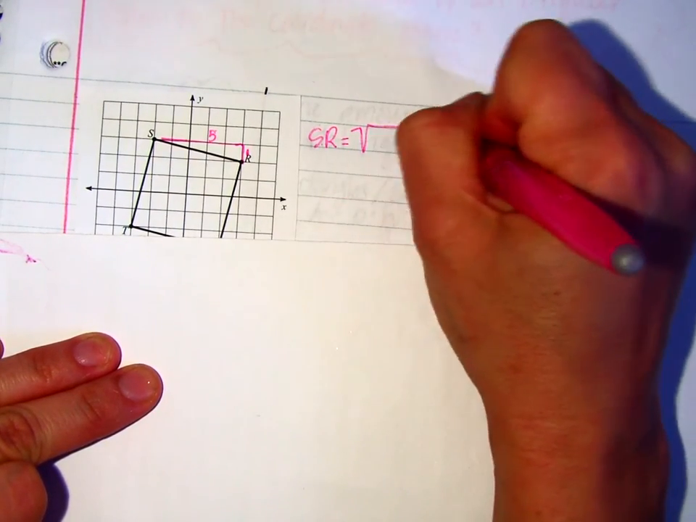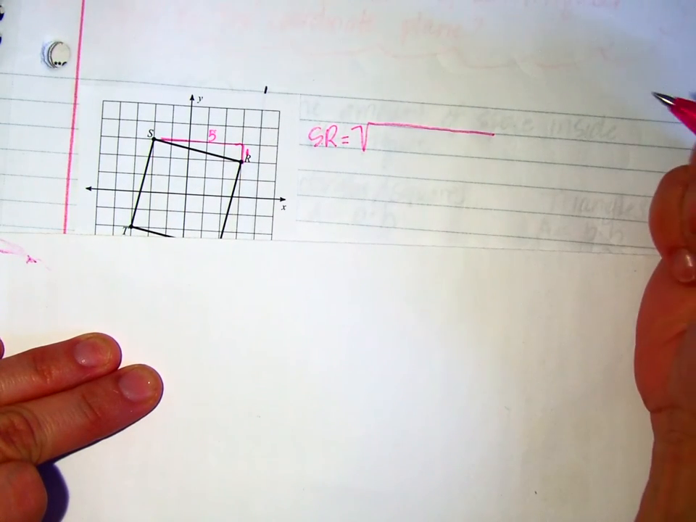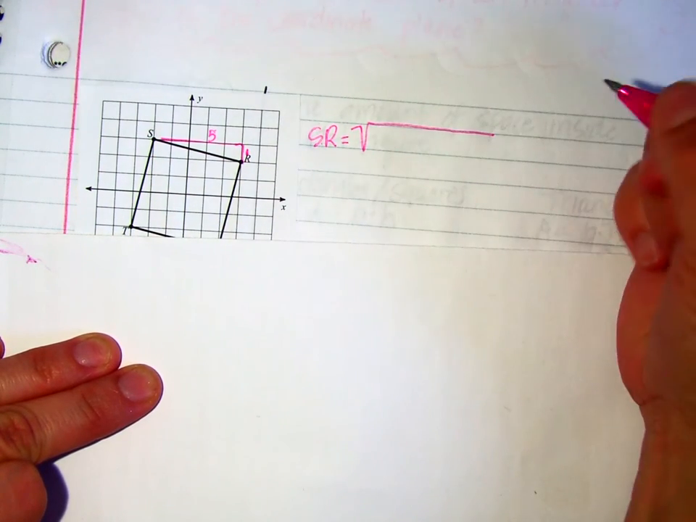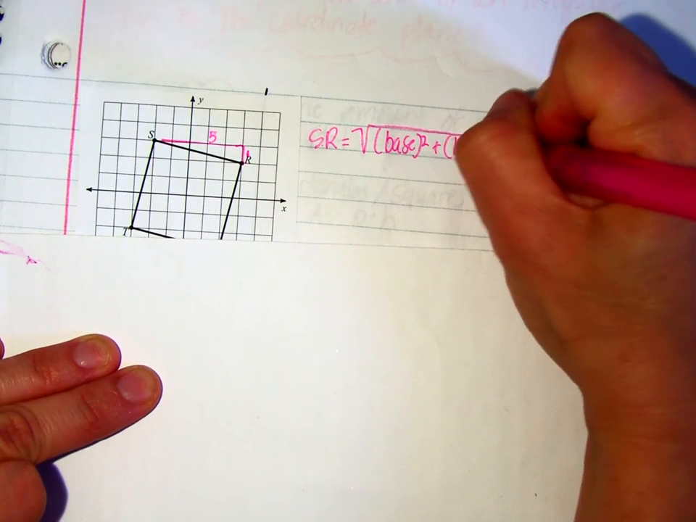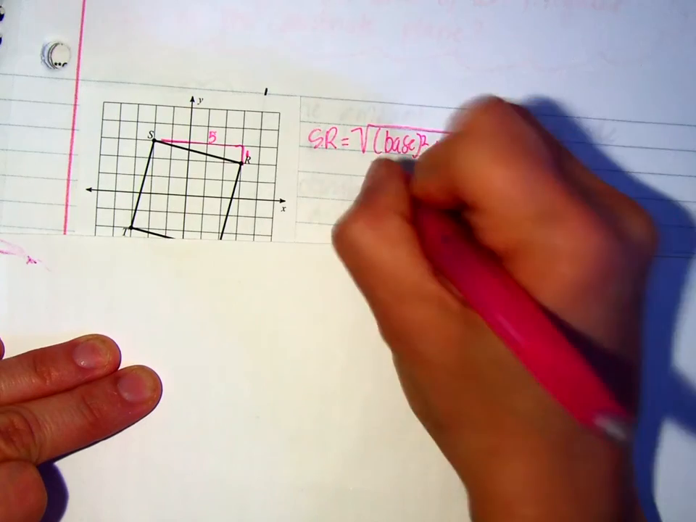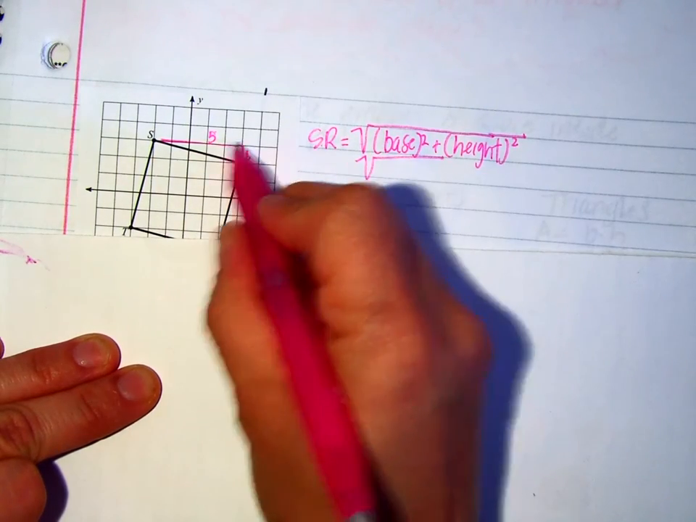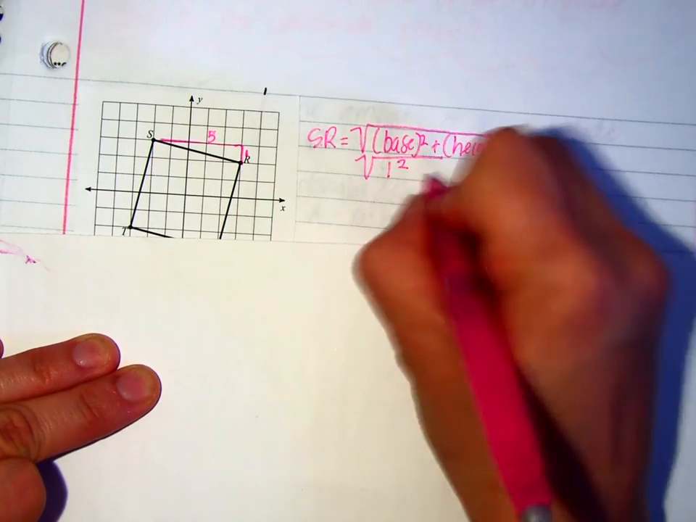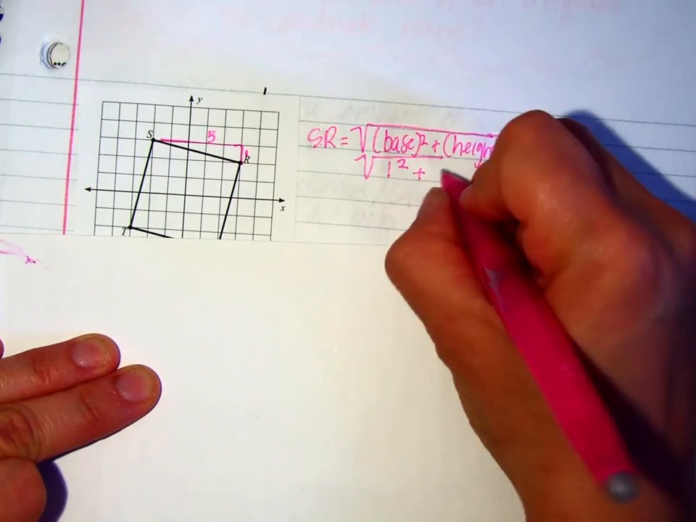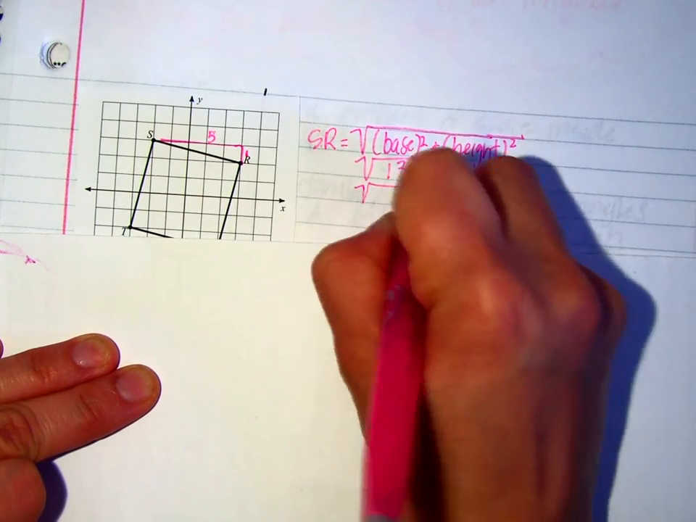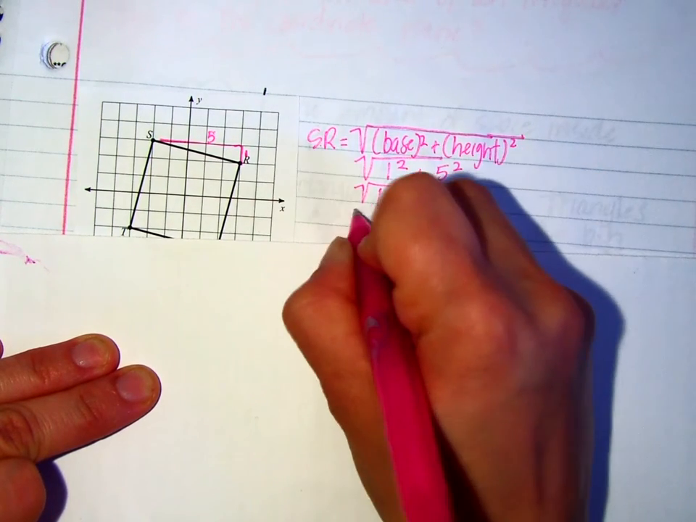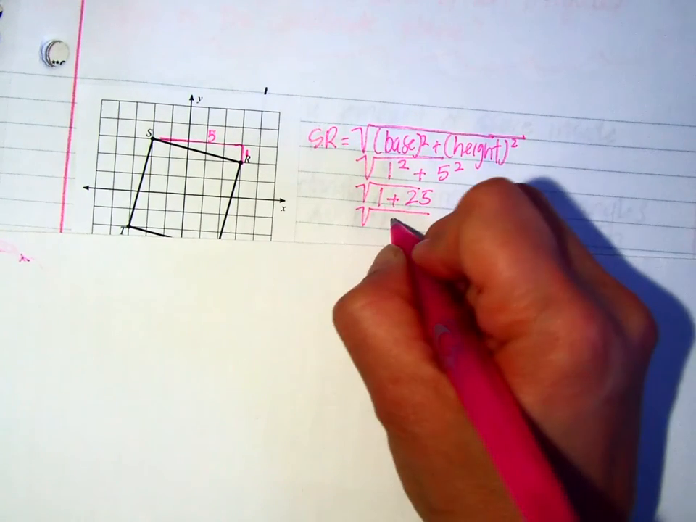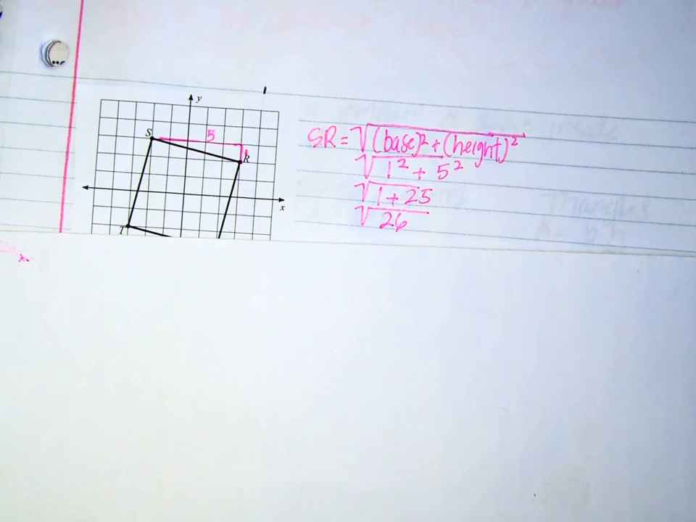So I'm going to take the square root, and this is using our modified Pythagorean theorem, or our distance formula. Remember, this was base squared plus height squared. And now, the base of that little triangle I built is 1, so 1 squared plus the height, and the height was 5. 1 times itself is 1, 5 times itself is 25. And then 1 plus 25 is 26.